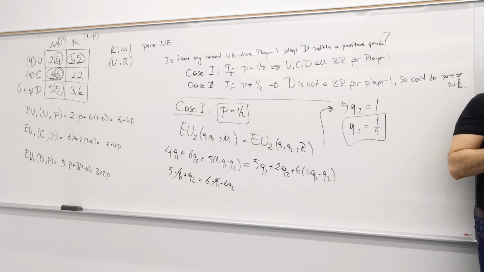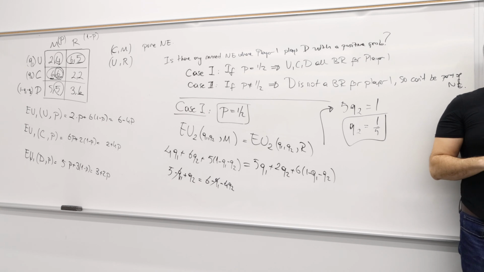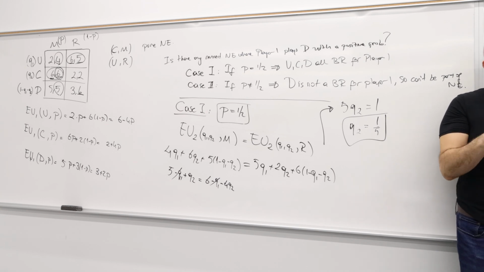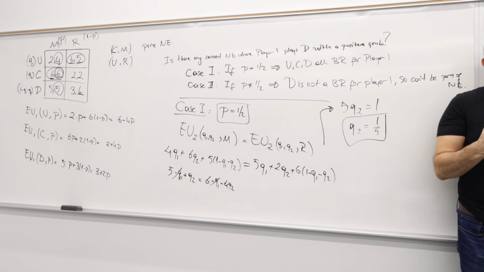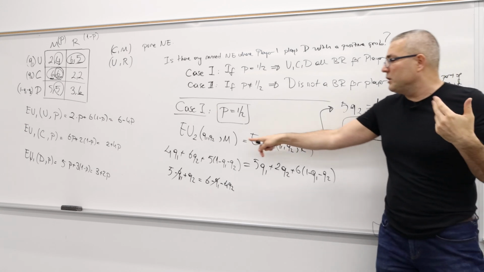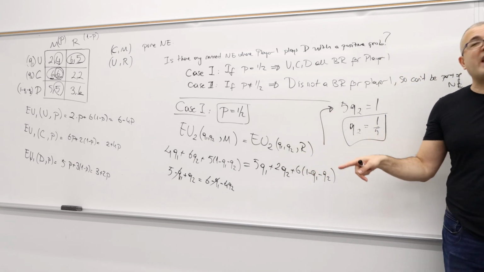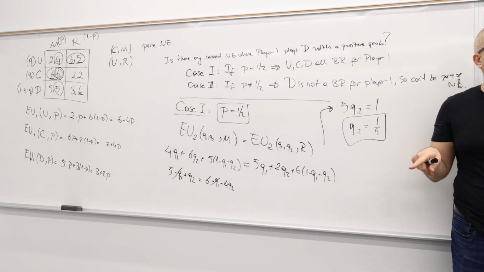Okay, so what does that mean? Well, first off, Q1 disappeared. What does that tell me? That usually confuses students when something disappears. It shouldn't actually. It doesn't matter. Very good, exactly. The value of Q1 doesn't matter. Whatever the value of Q1 is, the second player is going to be indifferent between M and R if and only if Q2 is exactly equal to 1 over 5. So the value of Q1 is irrelevant.